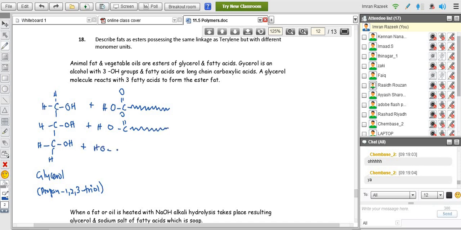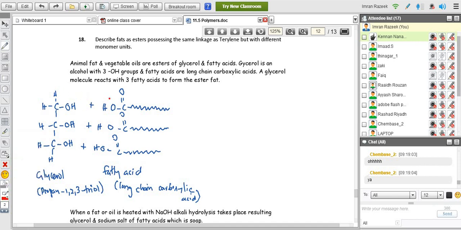And so one glycerol molecule reacts with 3 fatty acids. Why 3 fatty acids? Because there are 3 OH groups in the glycerol molecule, which can form 3 ester linkages by reacting with the 3 carboxylic acids. This is known as the long chain carboxylic acid, which is known as fatty acid, I write in brackets, long chain carboxylic acid, right? So what happens here?